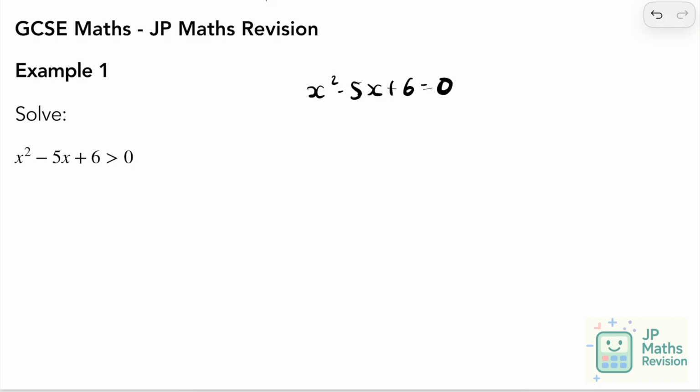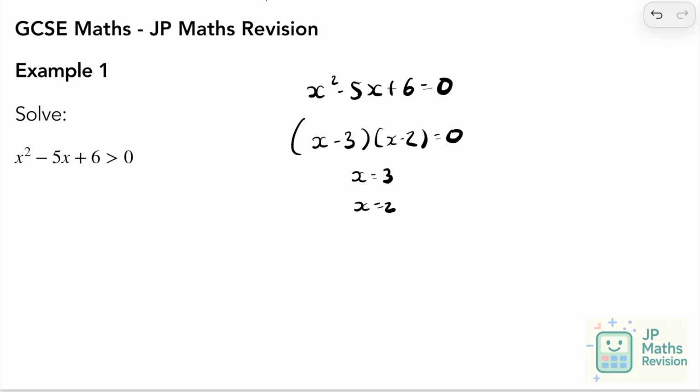To solve this, we need to factorise. So we think of two numbers that multiply to 6 and add to minus 5. So in this case, we have x minus 3 and x minus 2. To solve this, we use the zero product property, so we end up with x equals 3 and x equals 2. So these are what we call the critical values of this quadratic equation.